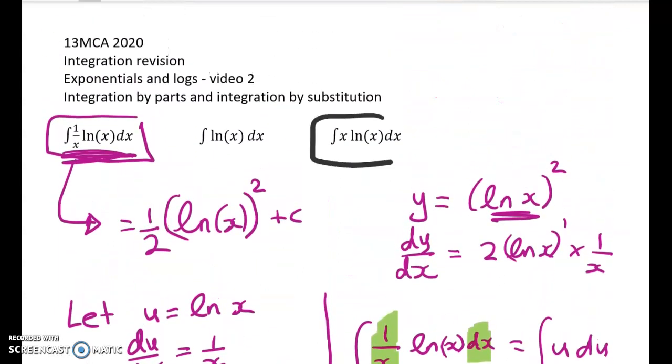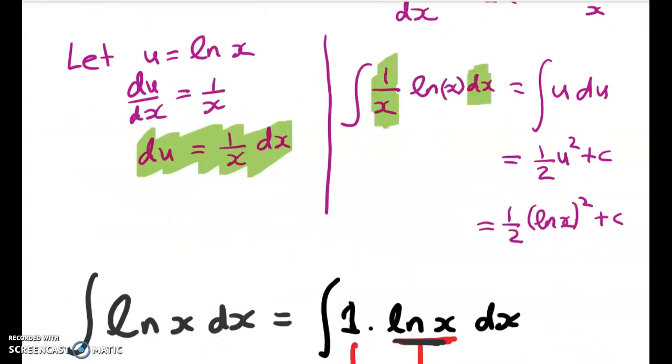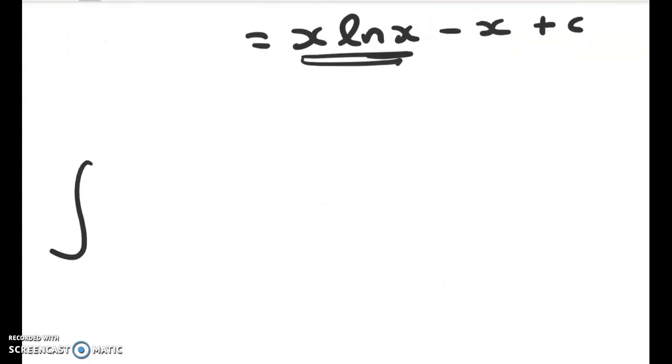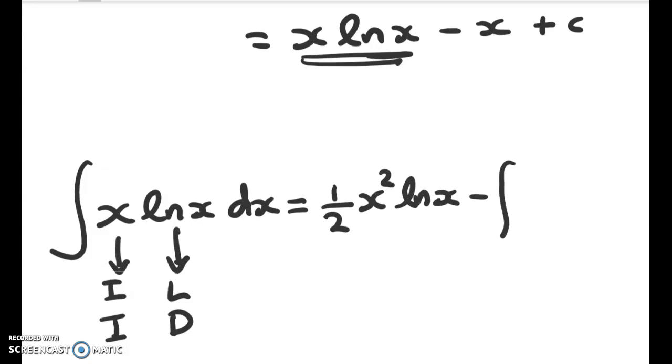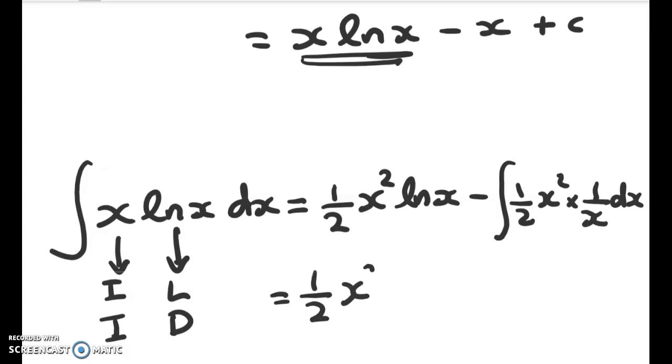Well, we've got x times log of x dx. So that too is going to be integration by parts. I'm going to leave this or differentiate it, and I'm going to integrate this both times. So we get a half x squared log of x minus this integral, half x squared times 1 over x dx. That gives me this.